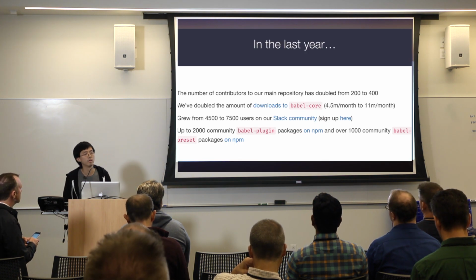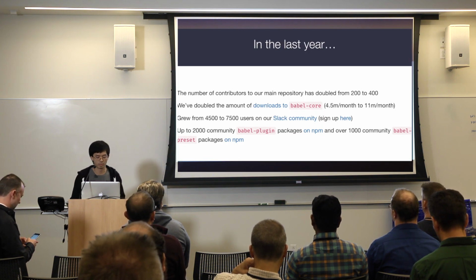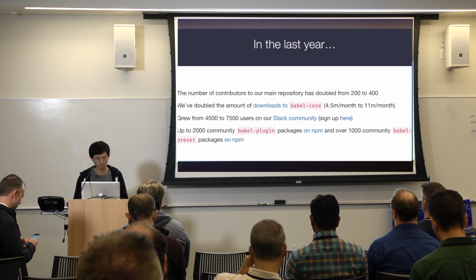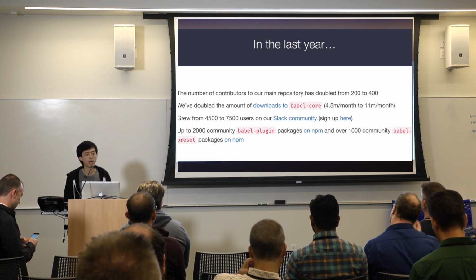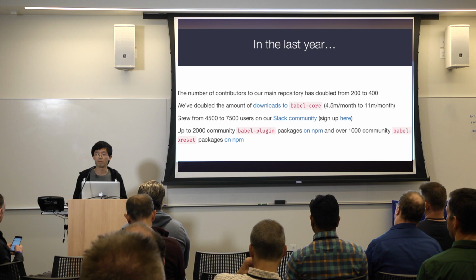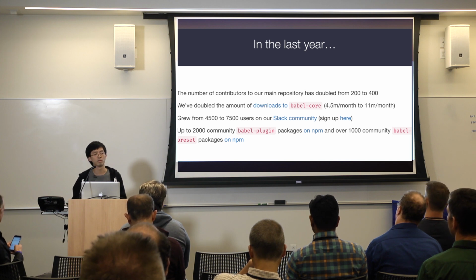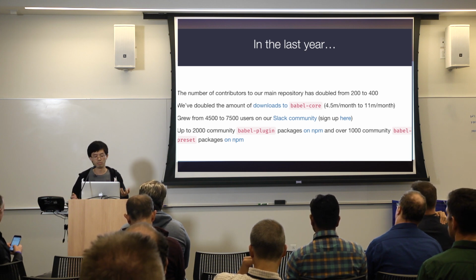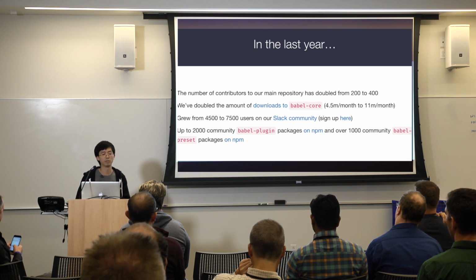And just some stats. In the last year, we've increased our number of contributors from about 200 to 400 contributors. We've increased the number of downloads of the main package from 4.5 million downloads a month to about 11 million downloads a month. Our Slack group has 7,500 users. And now we also have plugins, so you can make your own Babel transforms that do things that you need, and there are about 2,000 of those.